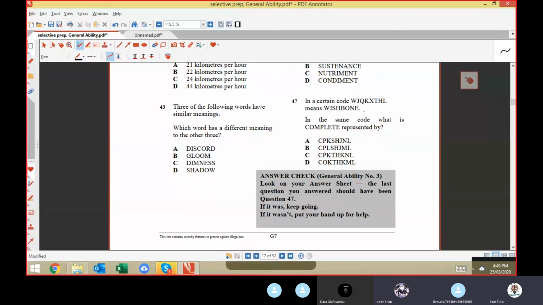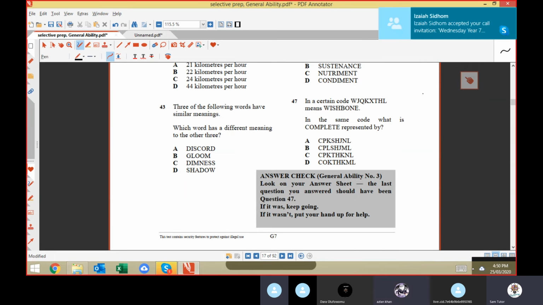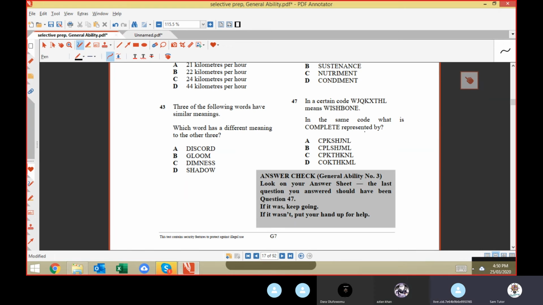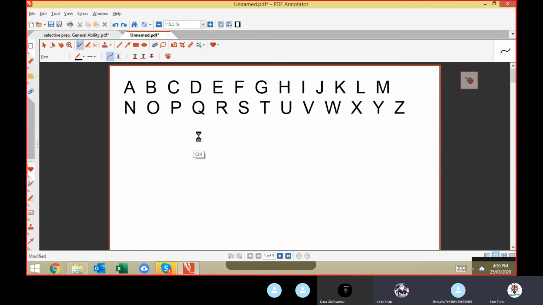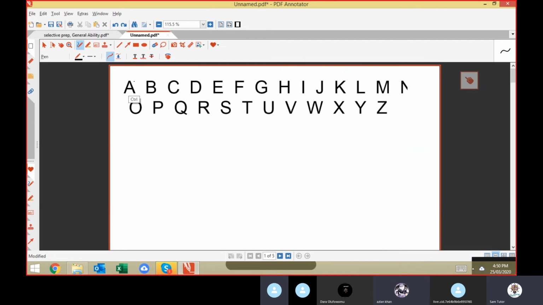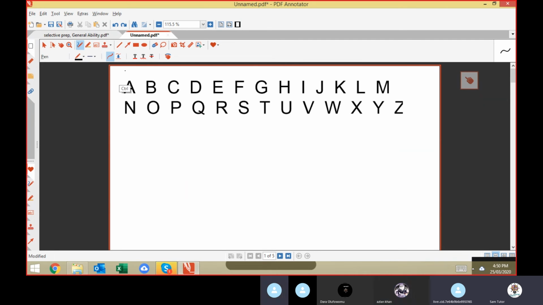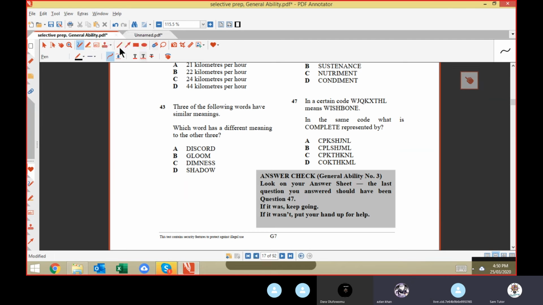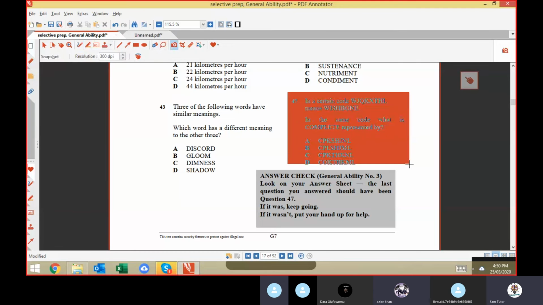Okay. In a certain code, WJQKXTHL means wishbone. In the same code, what is complete represented by? Let's rewrite it. The first letter's always the same. Not always. Let's check it. W, it's WW and then CCCC. All of them have CCC.